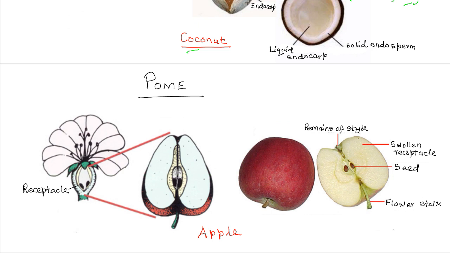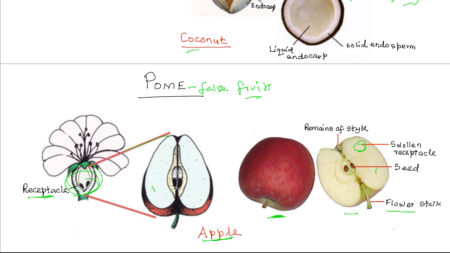Now the pome is a succulent fruit in which the fleshy or succulent part is derived from the receptacle of the flower. And for this reason, the pomes are sometimes referred to as false fruits, because the fleshy part does not develop from the ovary wall, but instead it develops from the receptacle. So the receptacle becomes swollen and juicy. Example is the apple. So this is a photograph of an apple, and this is a longitudinal section of the apple showing the swollen receptacle.